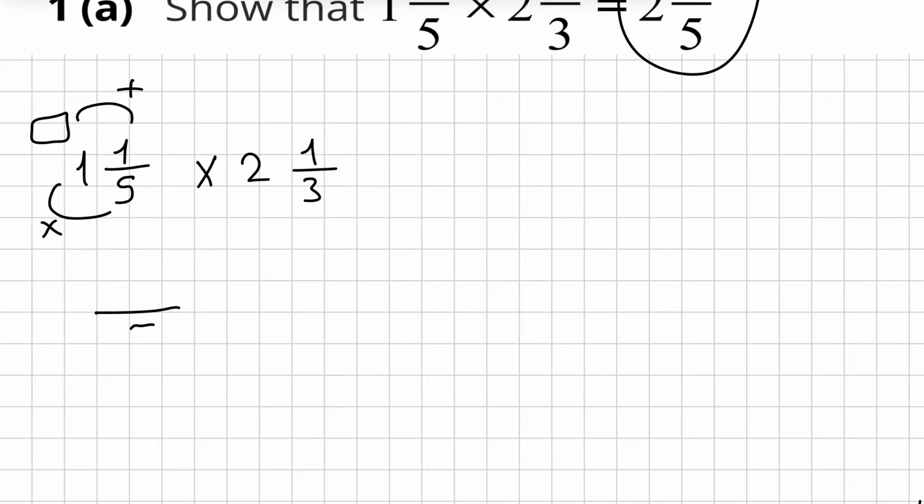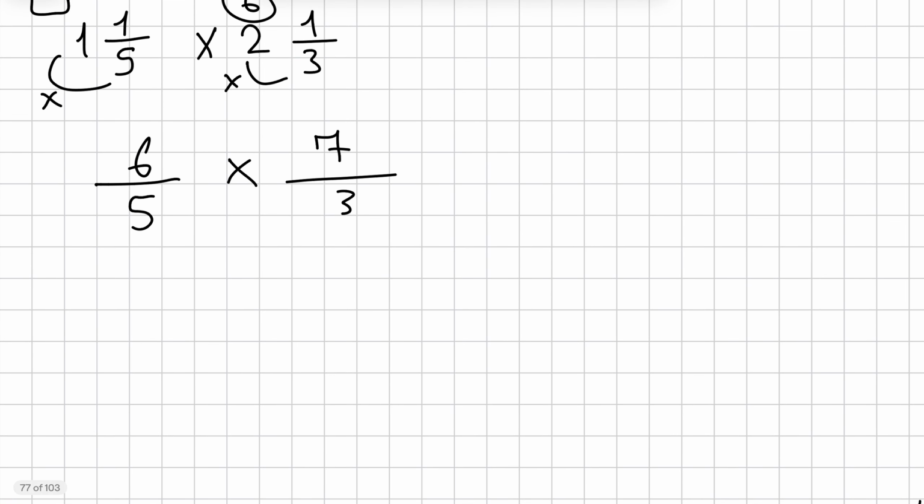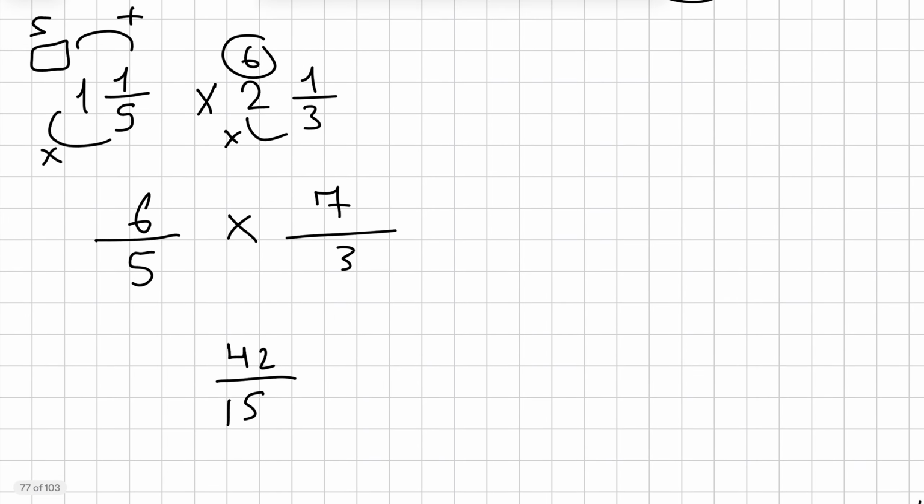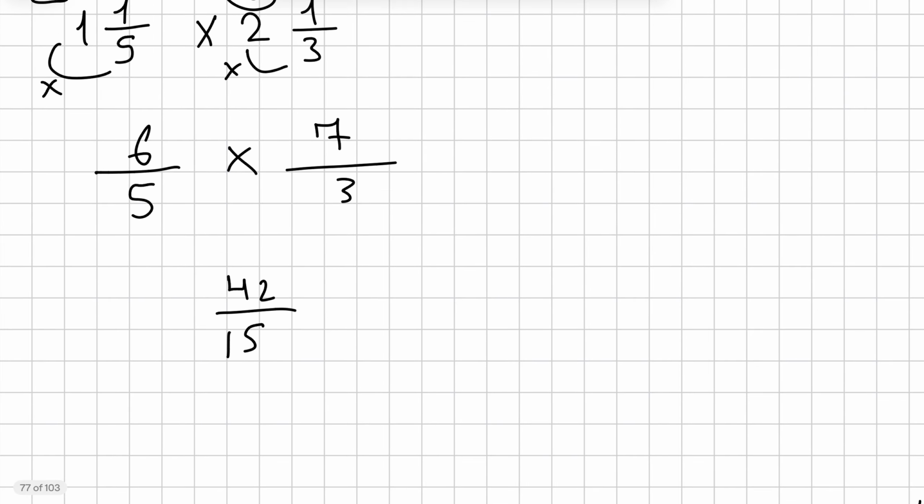The denominator here is 5, and there's obviously 3. We cannot change that, but what we're going to get is the numerator. So 5 times 1 is 5, and 5 plus 1 is 6. And 3 times 2 is 6, and 6 plus 1 is 7. And 6 times 7, guys, it is indeed 42. And 3 times 5, guys, is 15. And my answer would be 42/15.